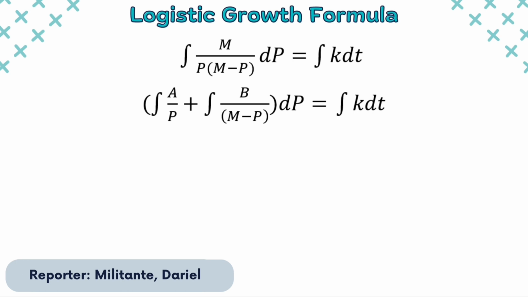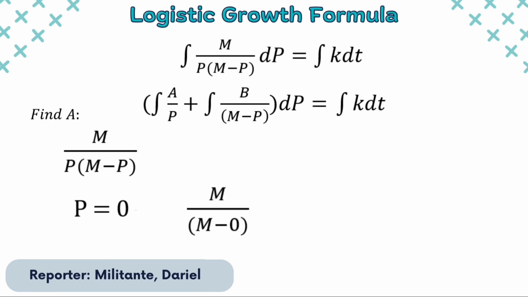First, analyze the degree of denominators of P and M minus P. Notice that both of them are in the first degree, meaning A and B must both be constants. Next, proceed to get the value of A in A over P. Rewrite the original M over P times M minus P. Equate the denominator of A over P to 0, and the value of P is 0. Next, we literally cover or erase P from P times M minus P and substitute the value of P inside M minus P.